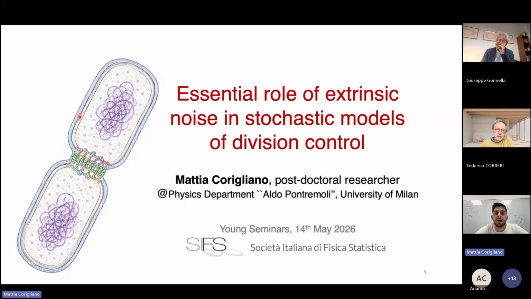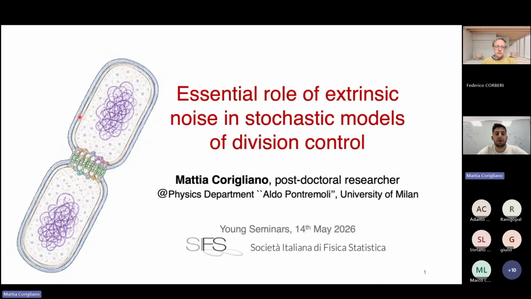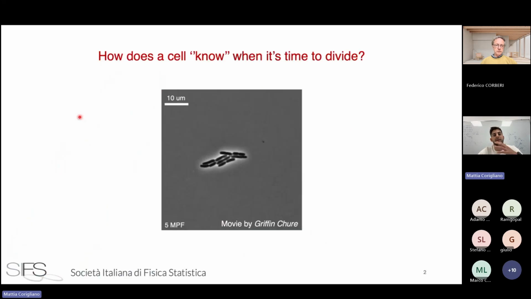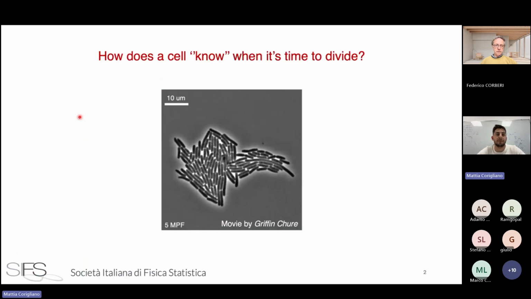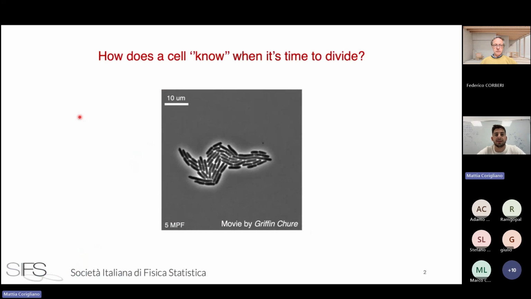So yeah, today I'm gonna talk about stochastic models of division control, models we make to understand better this fundamental question: how do cells know when it's the right time to divide?